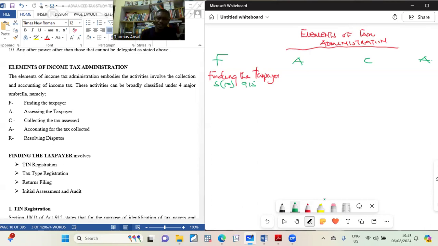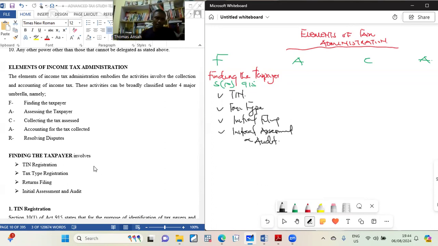Now, in Ghana, the identification of the taxpayer takes 4 stages. One is TIN. I know everybody knows TIN. Tax identification number registration. Then you will do tax type registration. Then initial return filing. Then we have the initial assessment and audit. So these are the processes that the GRA uses to identify a taxpayer or find a taxpayer.